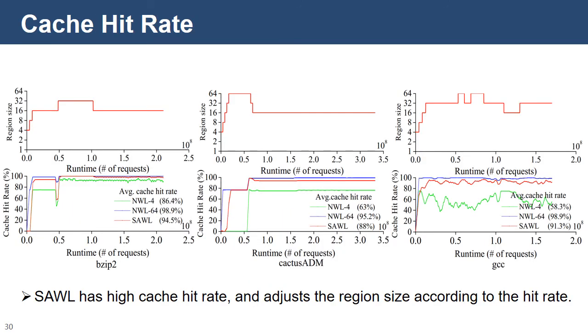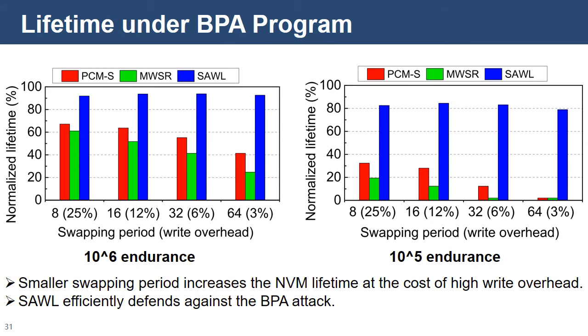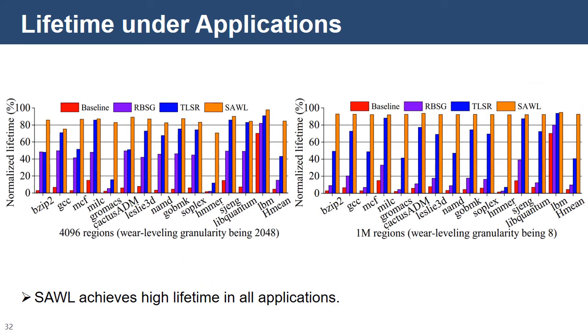The picture shows that our SAWL dynamically tunes the region size according to the cache-hit ratio. Due to tuning the region size, SAWL always achieves a high hit ratio. We also test the lifetime of our SAWL under BPA attack. As shown in the pictures, SAWL efficiently defends against the BPA attack. Under the SPEC 2006, the lifetime of baseline is low. Other schemas can achieve high lifetime in some applications. Our SAWL achieves high lifetime in all applications, since SAWL can choose the right granularity in different applications.